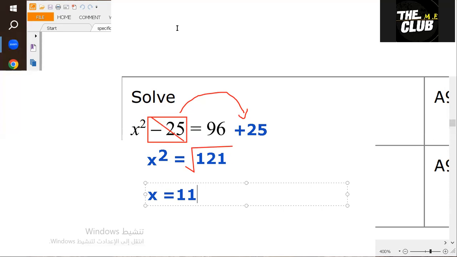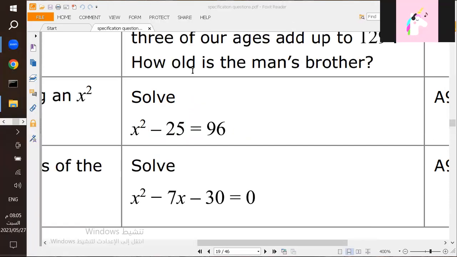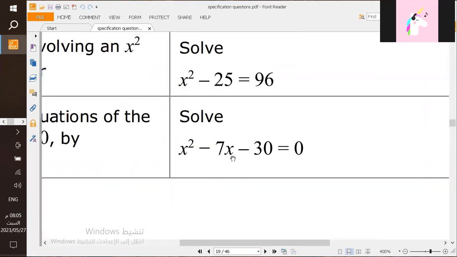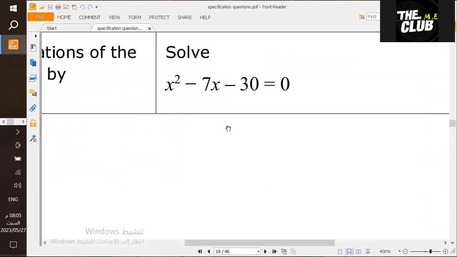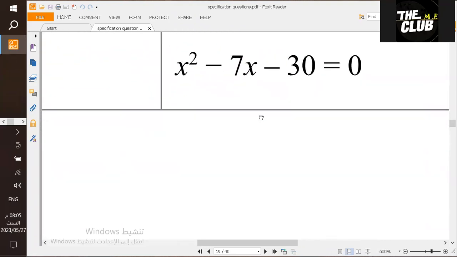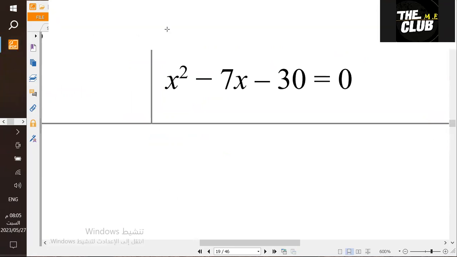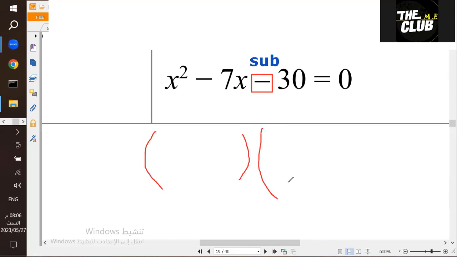Let's move on to the next one. Is the next question like the one I said yesterday, where you add up to get 7 and multiply to get negative 30? First, as I always say, but no one is listening, it's necessary to look at what's going on with the 30 before we start solving. Here we have minus. It means subtract. I write subtract here so I don't get confused. And then we do the brackets.